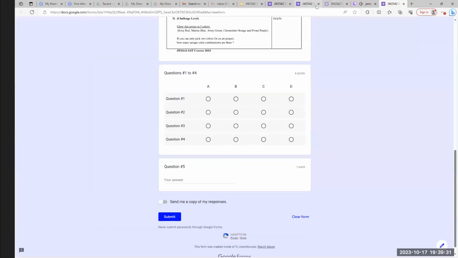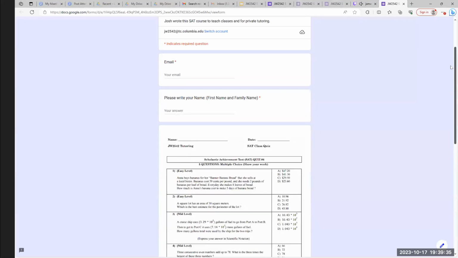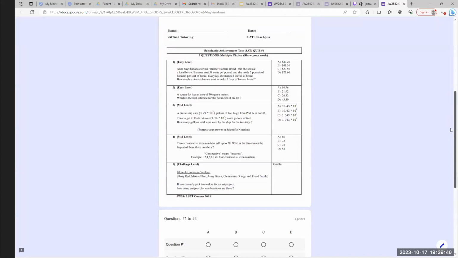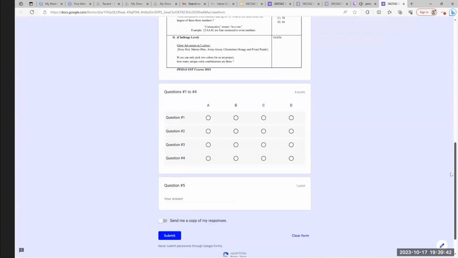Can you see if I overlay? Oh, good, if I overlay here. Okay. So if you click on the blue form link, it should say SAT quiz number 6 and have 5 practice questions for you with the bubble sheet down below.